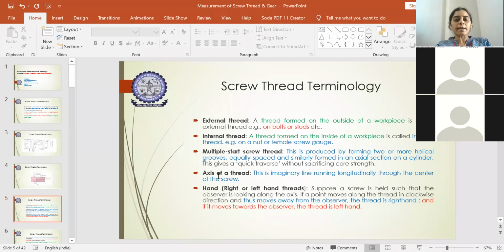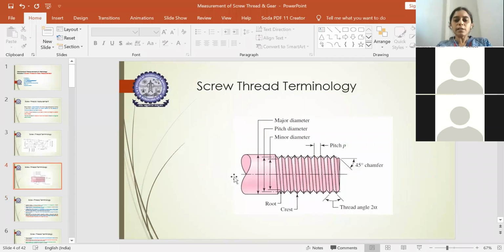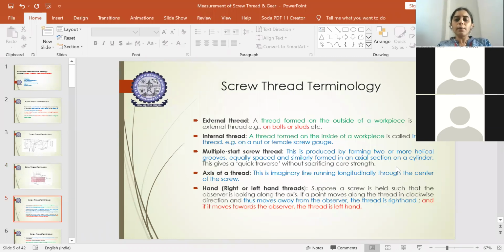So next is axis of a thread. The axis of a thread is an imaginary line which is running longitudinally through the center of the screw. So this is the imaginary axis, which is called the axis of the thread.